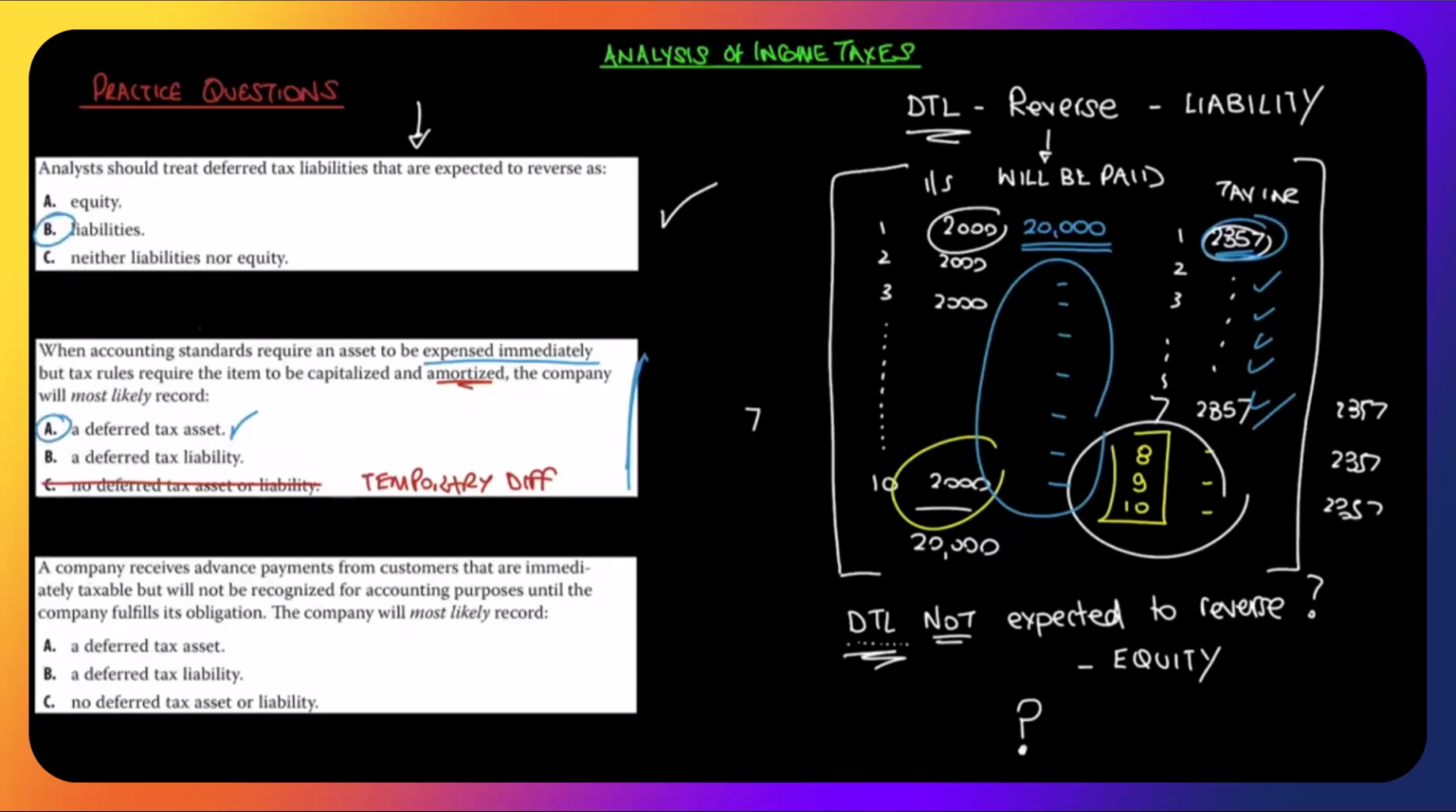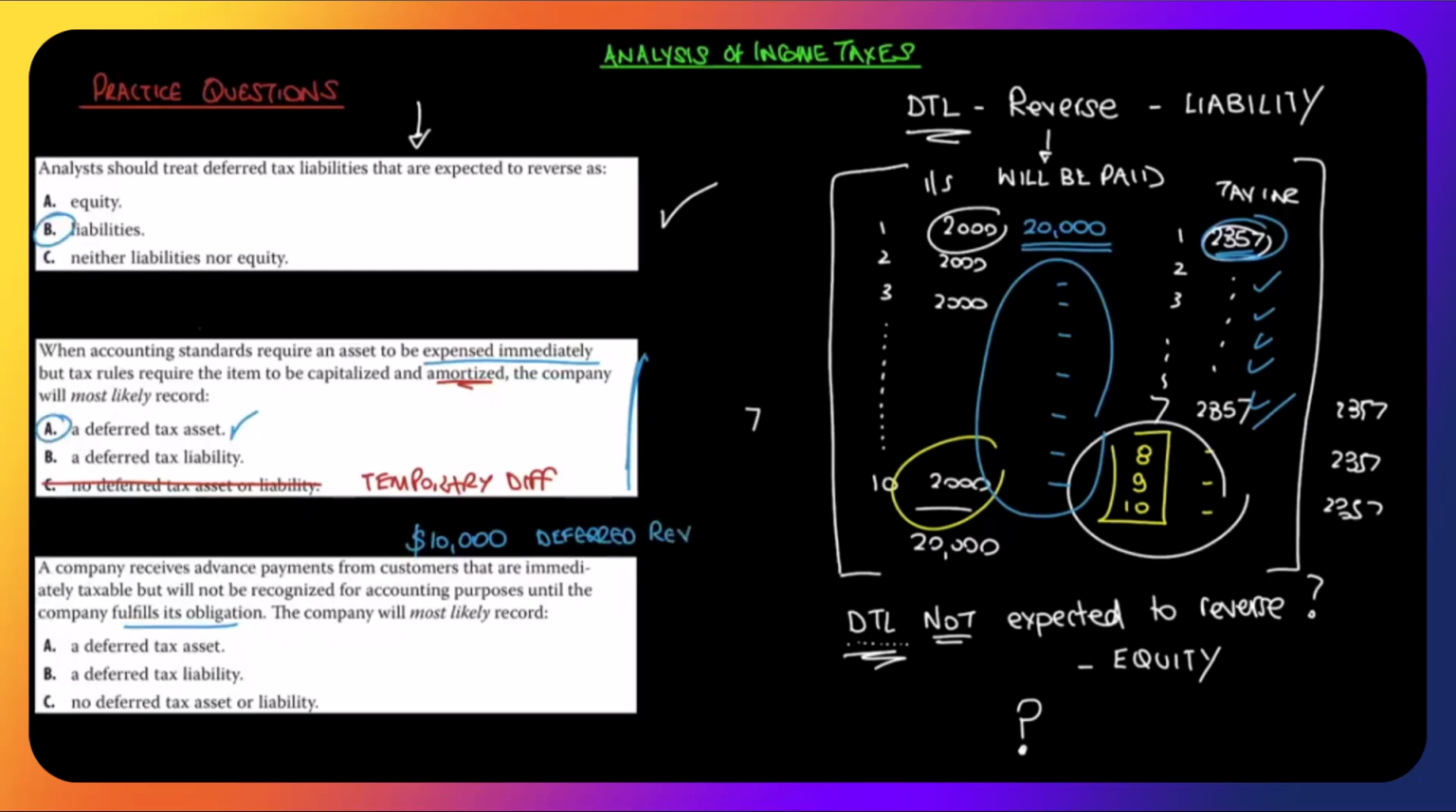And worth just bringing this one in from the end of the reading as well, because sometimes it trips people up. The tax base can be tricky. A company receives advance payments from customers, so we've got the cash, that are immediately taxable, but will not be recognized for accounting purposes until the company fulfills its obligation. So let's say it's $10,000. It's an advance payment. We have not fulfilled our obligation. That is deferred revenue.